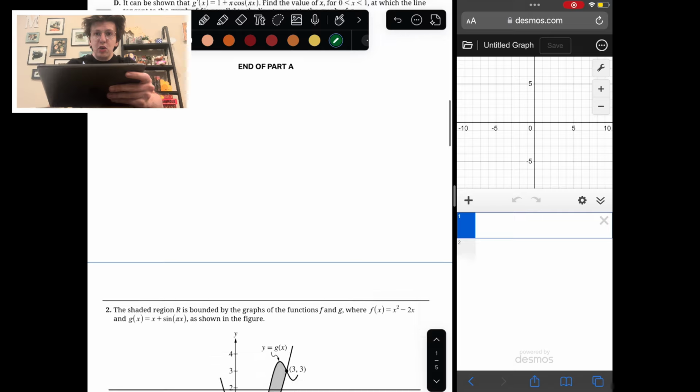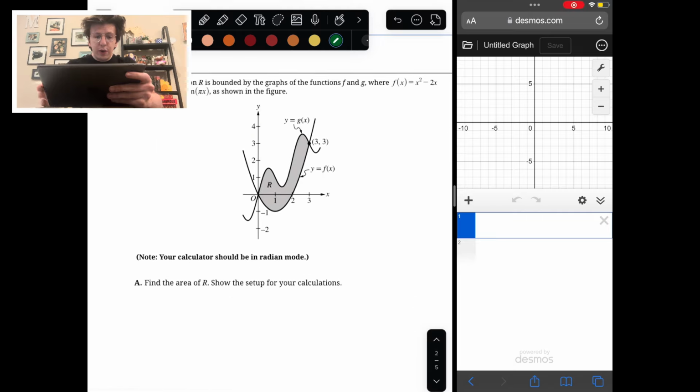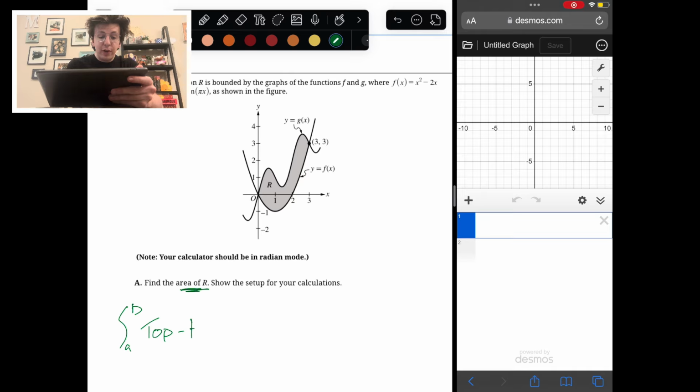All right, let's go into question number 1. The first question is find the area of region R, show the setup of your calculations. Immediately I need to know, how do I find the area between curves? That is simply taking the integral from a to b of your top function minus your bottom function, and having our dx there. So let's ask ourselves, what's our top function here? What is our bottom function?